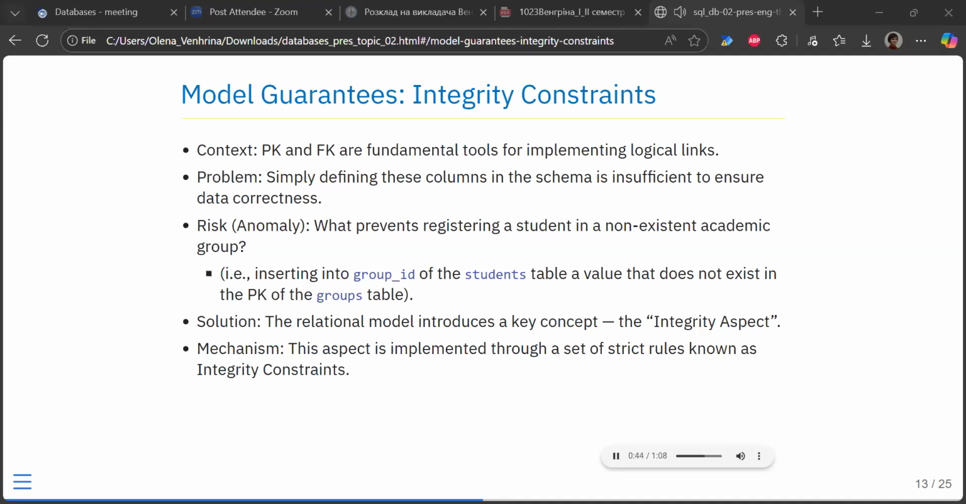To prevent such anomalies, the relational model introduces a key concept, the integrity aspect. This is not just a recommendation, it is a set of strict rules known as integrity constraints. It is these constraints that turn our tables from a simple data repository into a secure, structured, and internally consistent system. Let's look at the three fundamental types of these constraints.